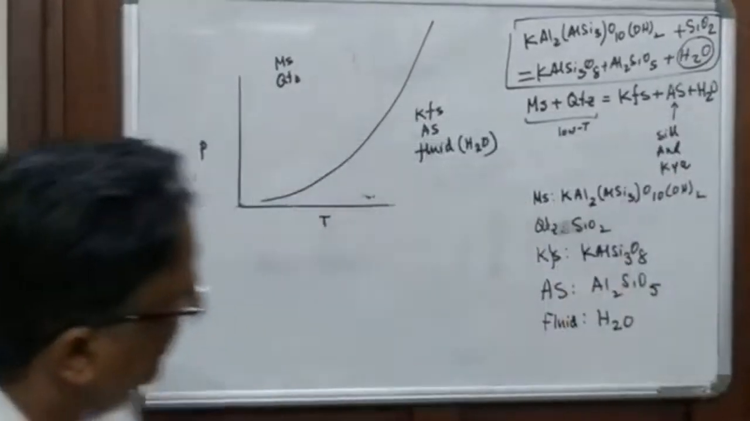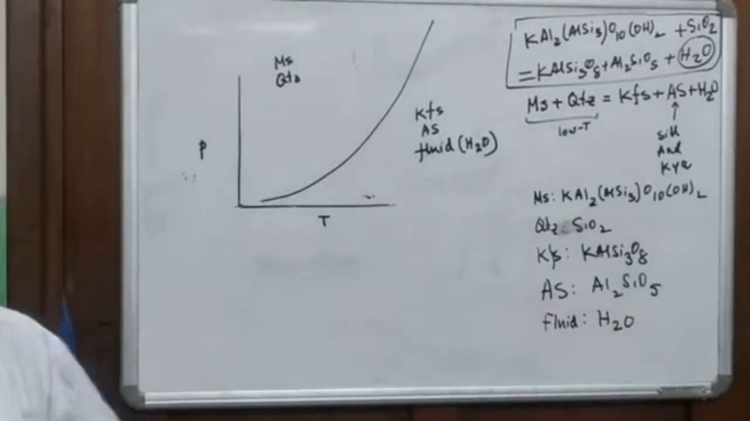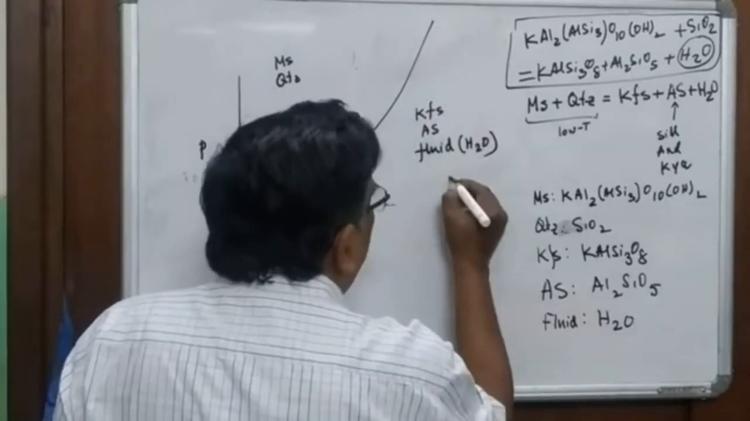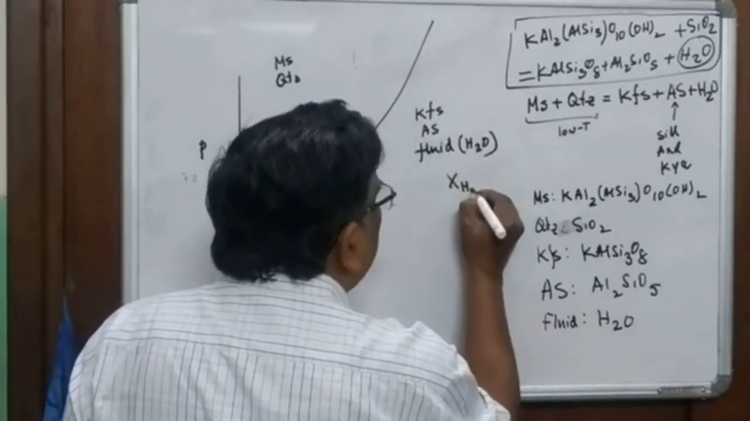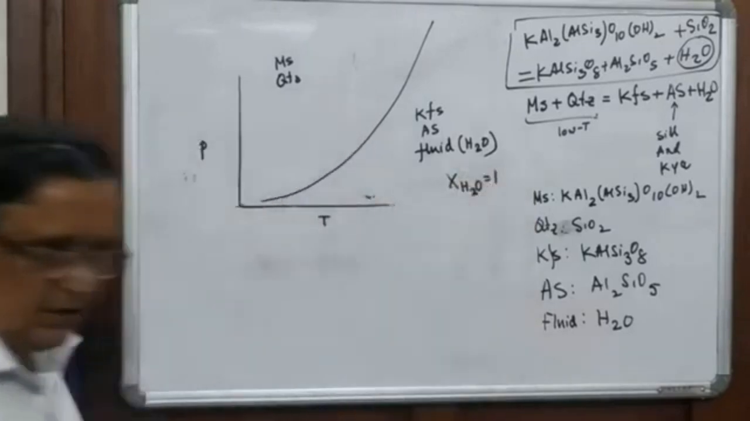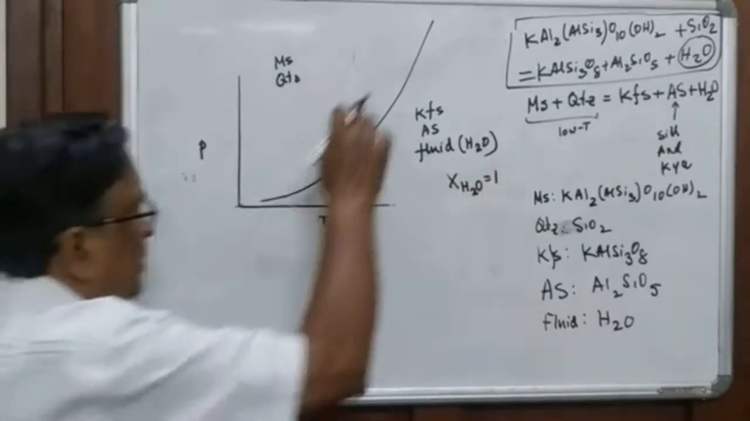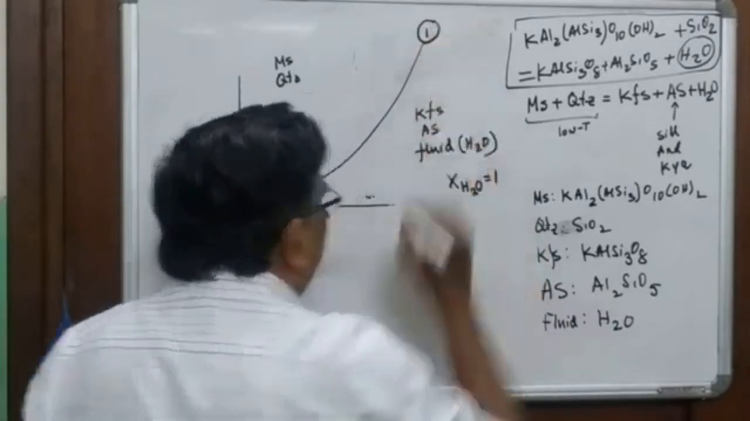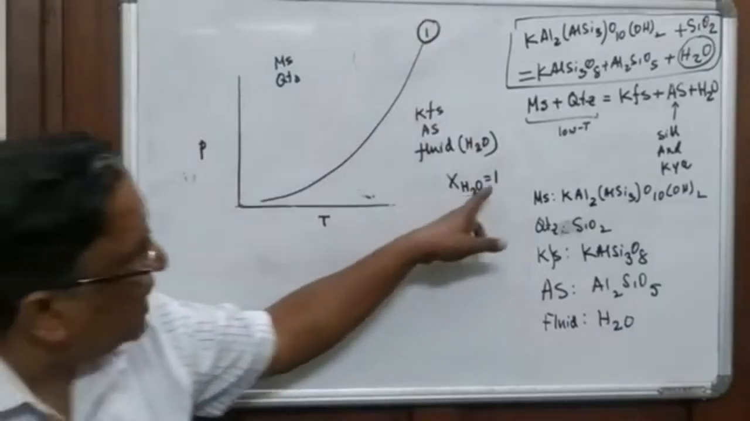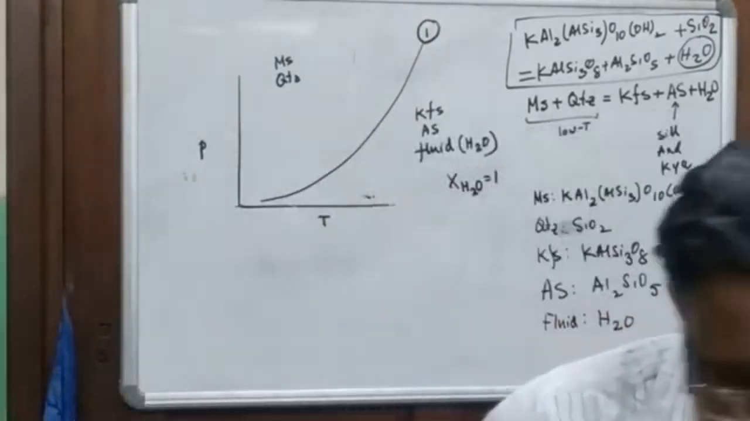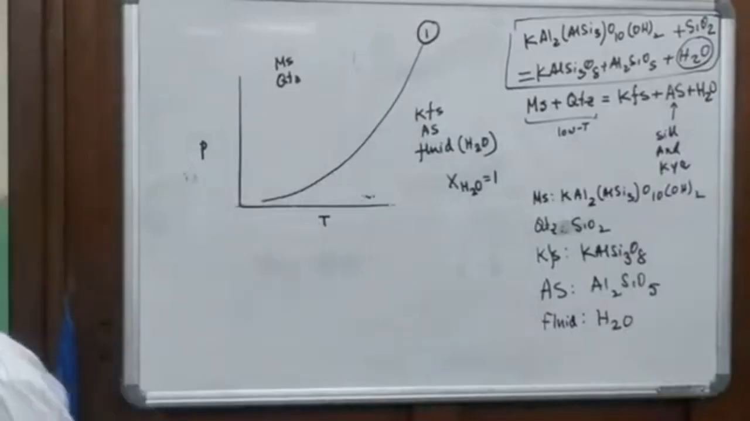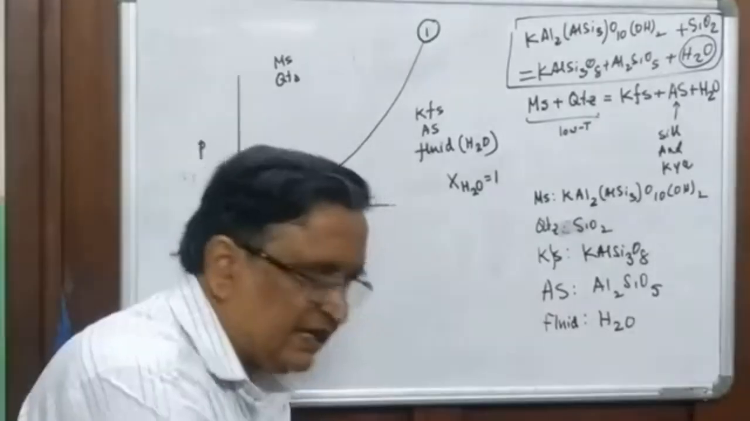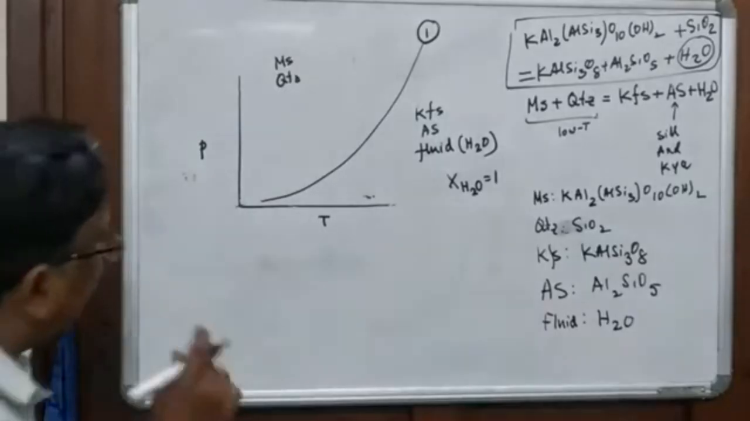Right? If we take the fluid also as pure H2O, then for a pure fluid, XH2O equal to 1. There is no doubt about it. So what we write here is 1. This value is XH2O equal to 1. But what happens? XH2O may not be 1. It can be less than 1. It cannot be more than 1. I will tell you a little.